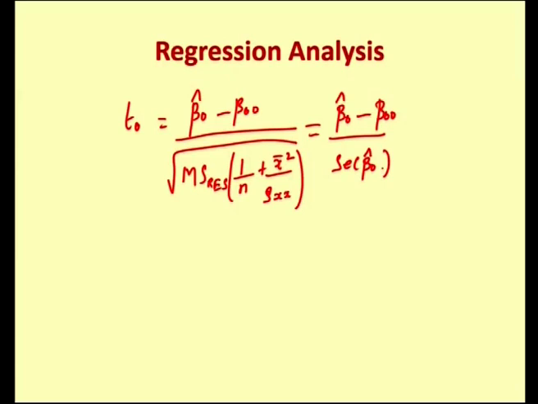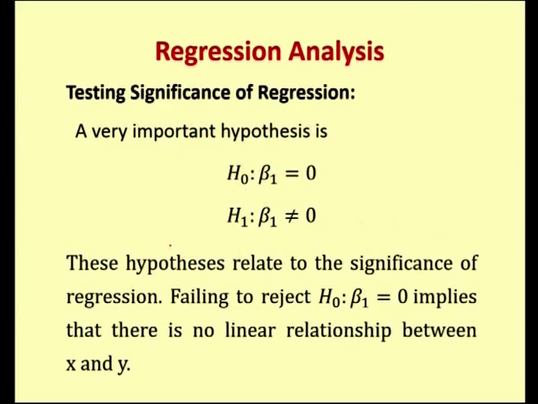So, we reject the null hypothesis if the absolute value of t naught is greater than t alpha by 2 for n minus 2 degrees of freedom. Otherwise, we may accept H naught. And now we have an important test, that is testing significance of regression.